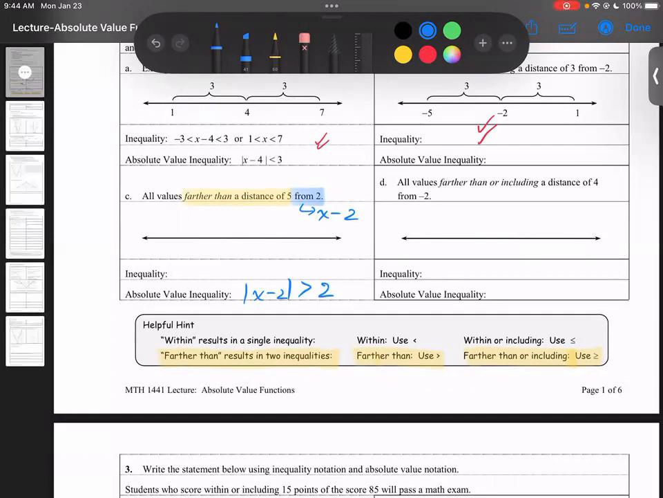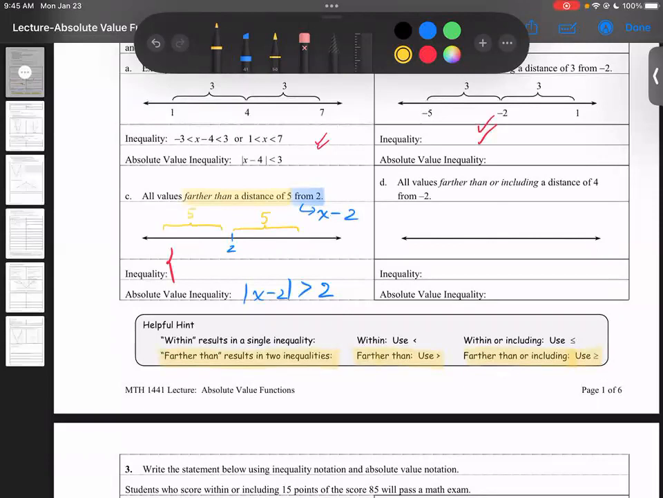But let's write it out as an inequality. You're gonna have 2 lines instead of 1 line, right? It's not gonna be sandwiched. The solution is gonna be at the 2 tails. Let me draw something here for you. My center is 2, and then the distance is 5 units apart each way.